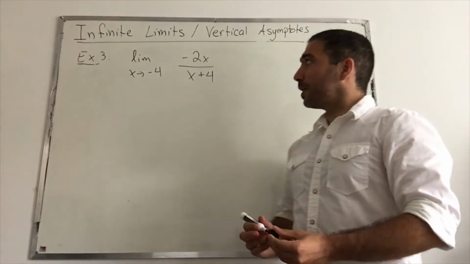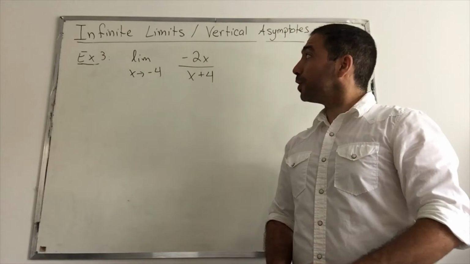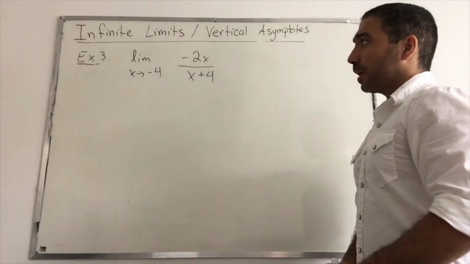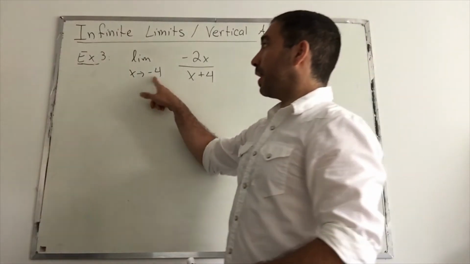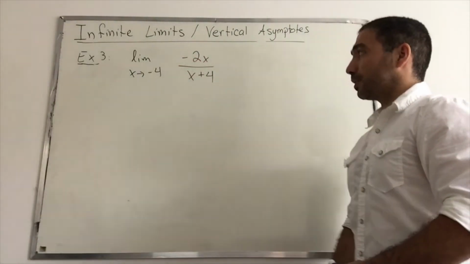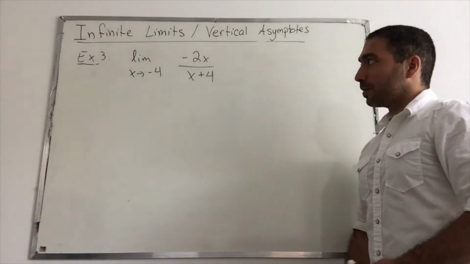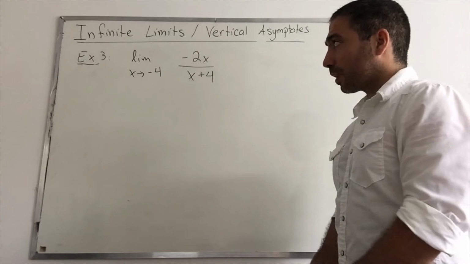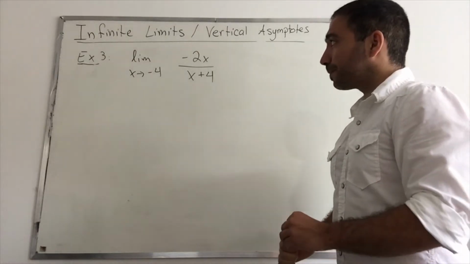Okay, so this example here is similar to the previous one that we just saw. So pause the video, try it on your own, see if you can figure out the answer. So we're asked to find the limit as x approaches -4 of this function here, -2x divided by x plus 4. Okay, so let's go ahead and look at the solution together.